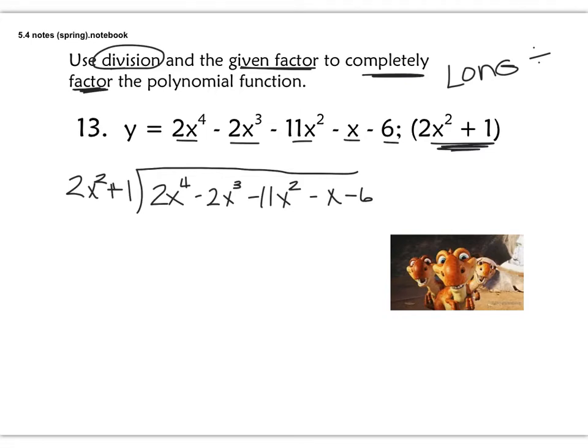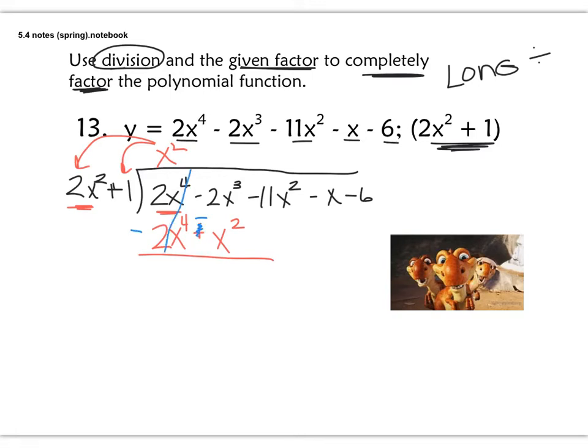All right, so here we go. Remember, look at the first ones. What do you multiply 2x squared to get 2x to the 4th? Well, I need another x squared. And then we distribute. We get 2x to the 4th plus x squared. And then we, don't forget, change your signs. That's where it's different than synthetic.